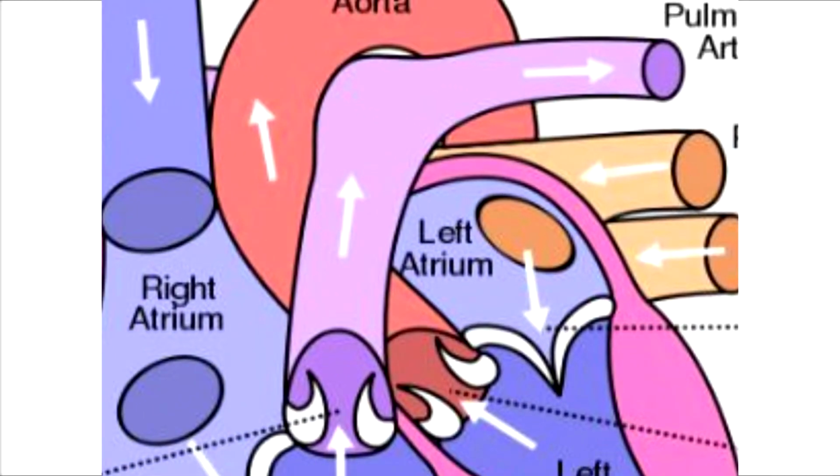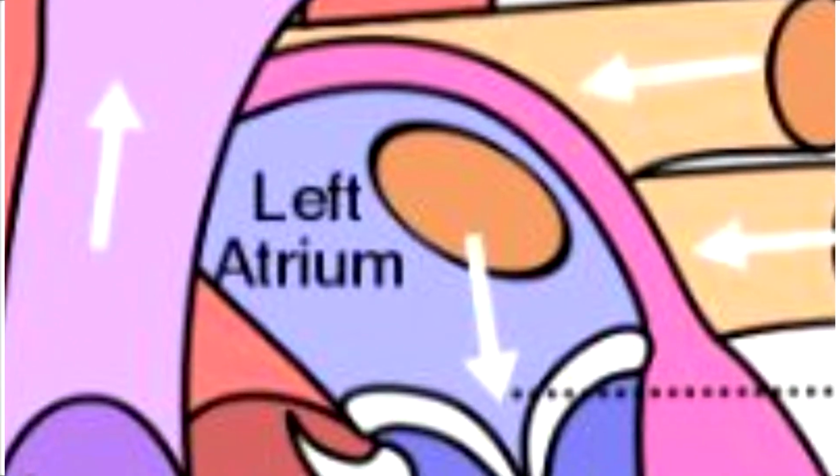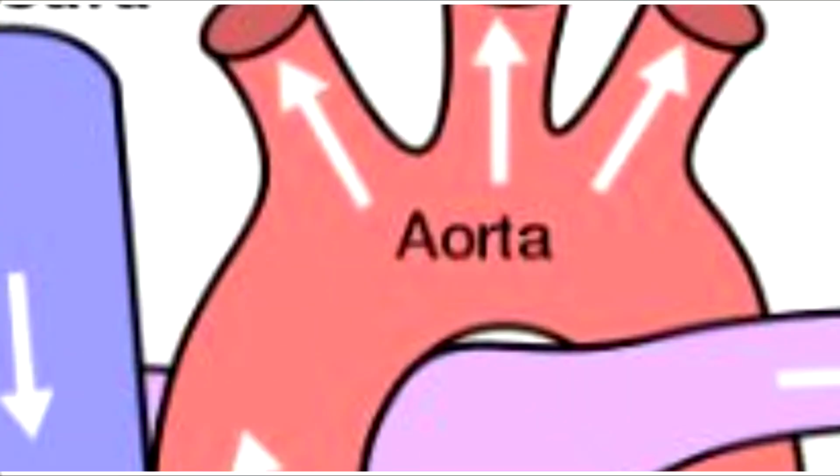Now lastly, the blood goes back to the heart into the left atrium, then across the valve to the left ventricle, then through the aorta, which is the main artery, back to the body, where the cycle repeats. Now we will be moving on to the respiratory system.